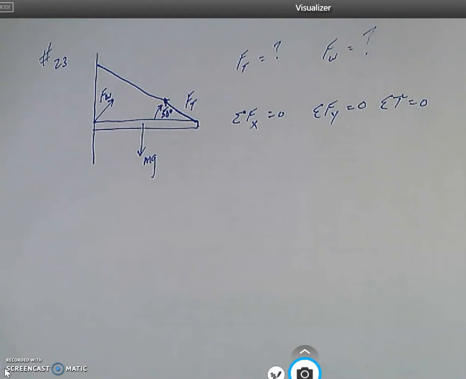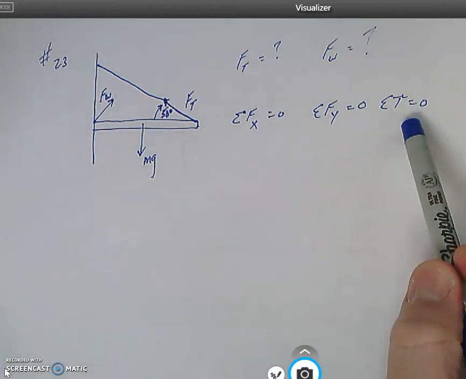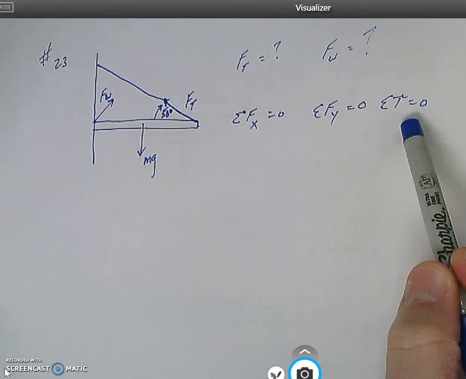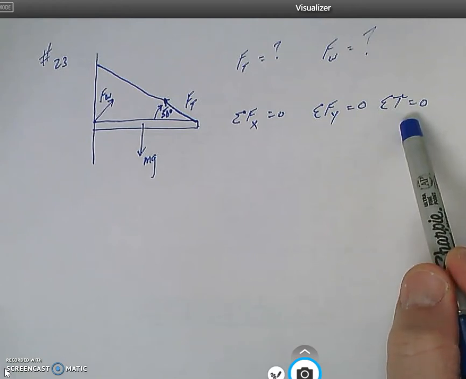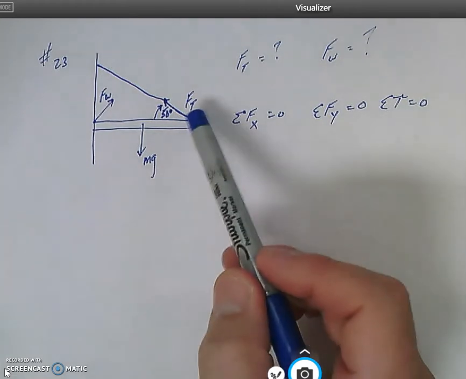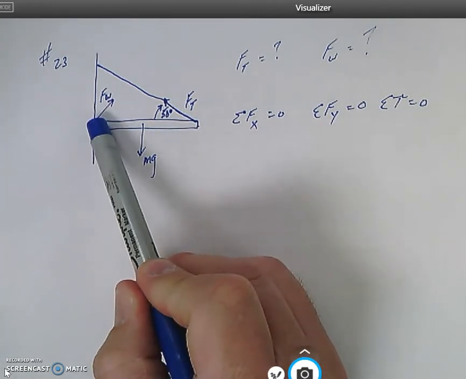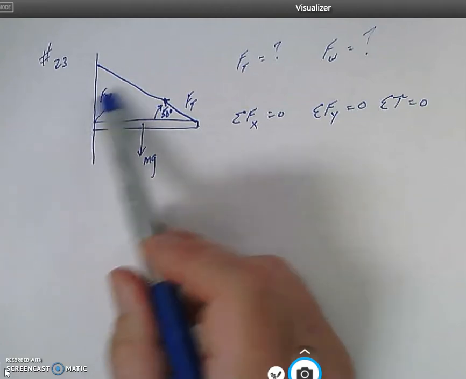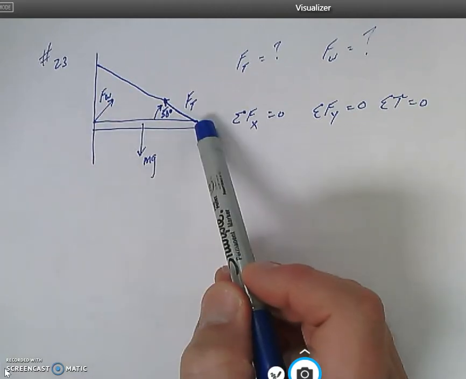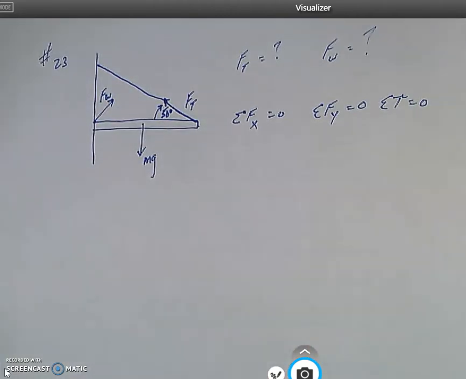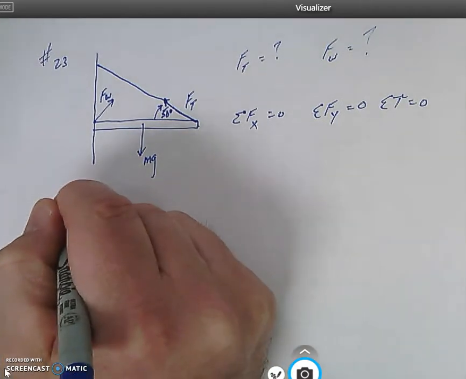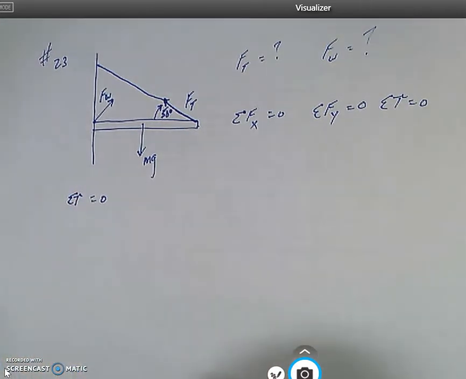So I'm going to choose, because I know from history that using the torque one is often the easiest because we can eliminate things that we don't want. So if I want to use the torque equation to find tension, I could set this as my pivot point. And that way I don't have to worry about this wall force at all. I only got to worry about this. So let's do that. The sum of the torques is equal to 0.